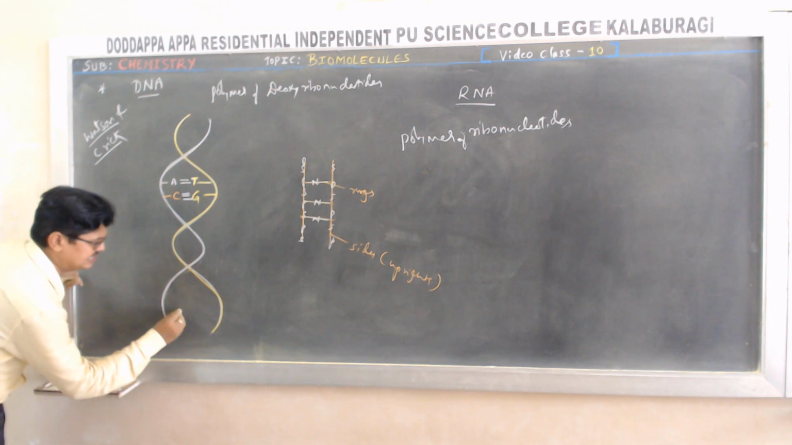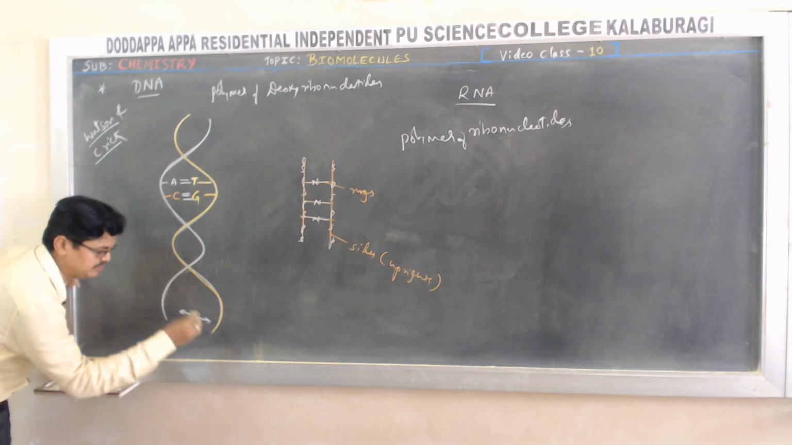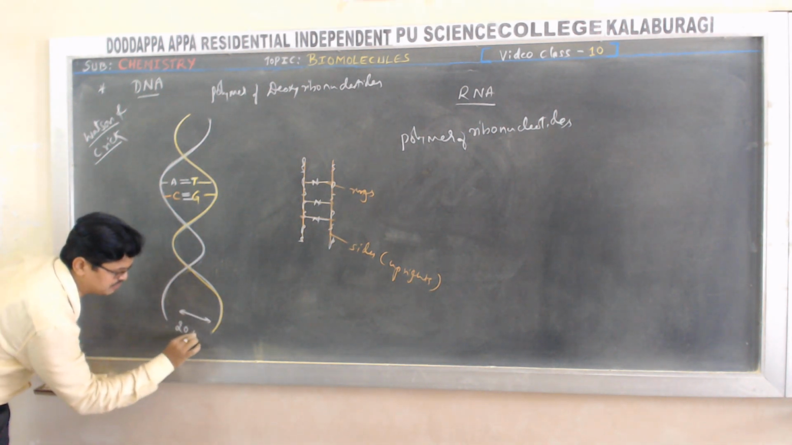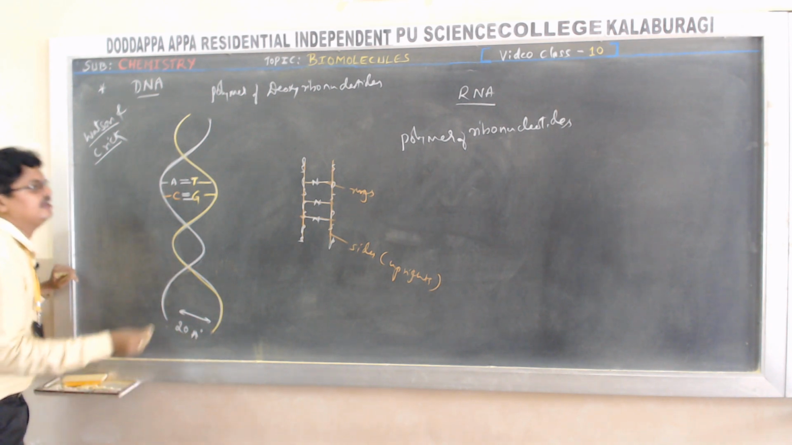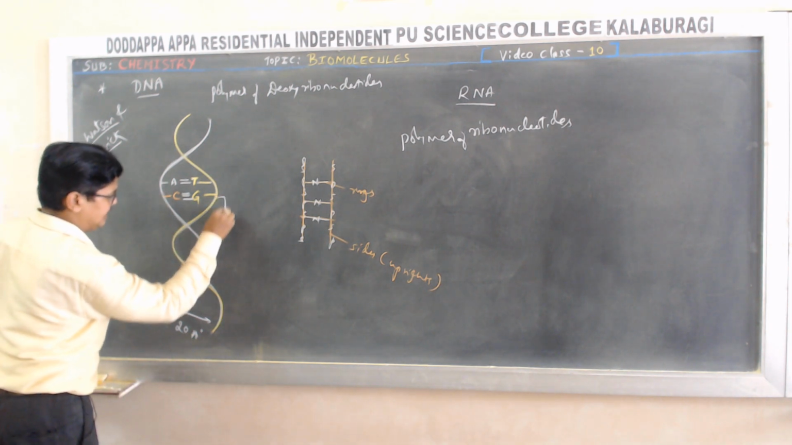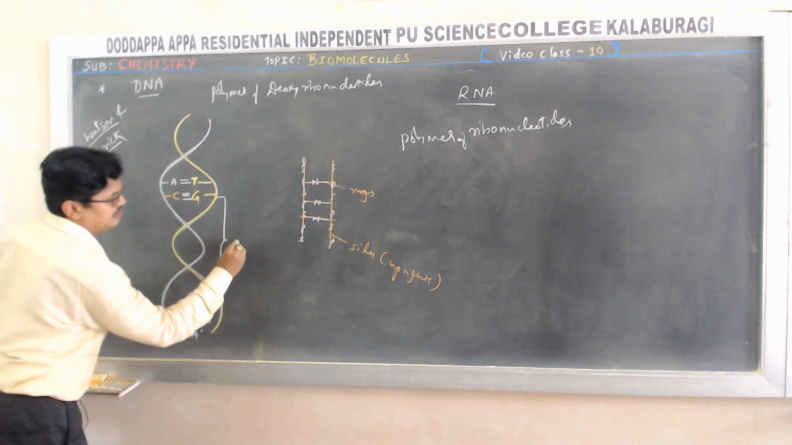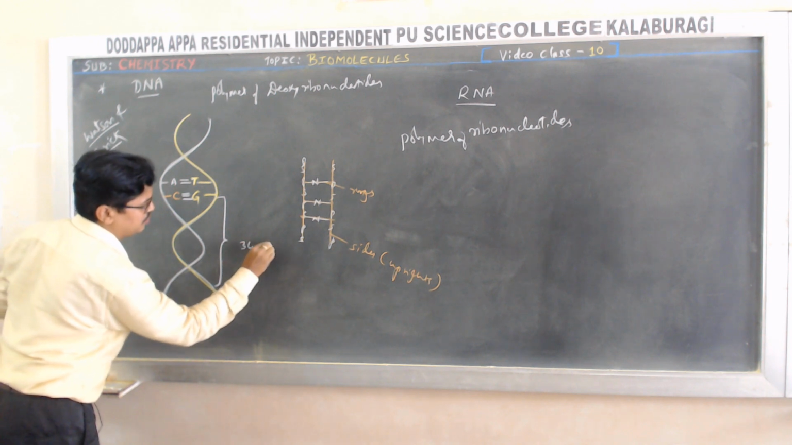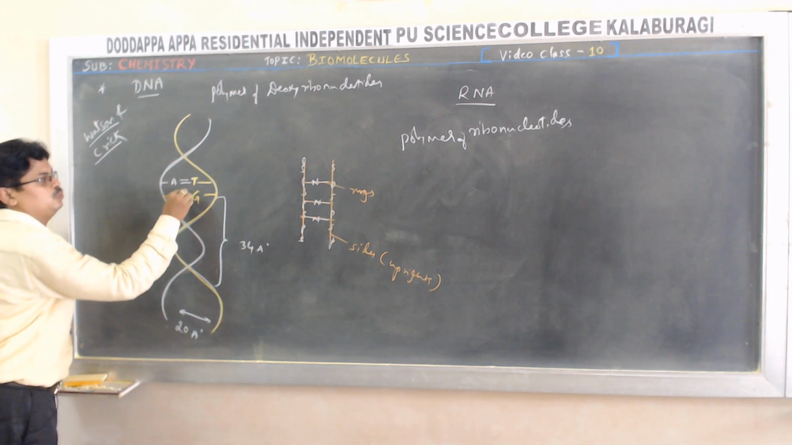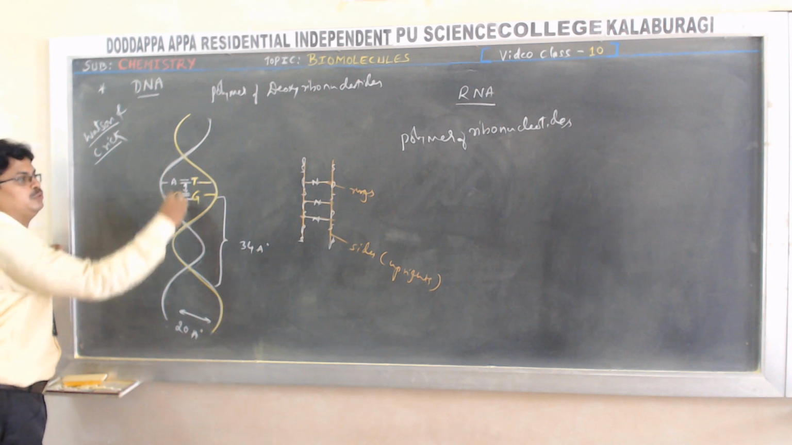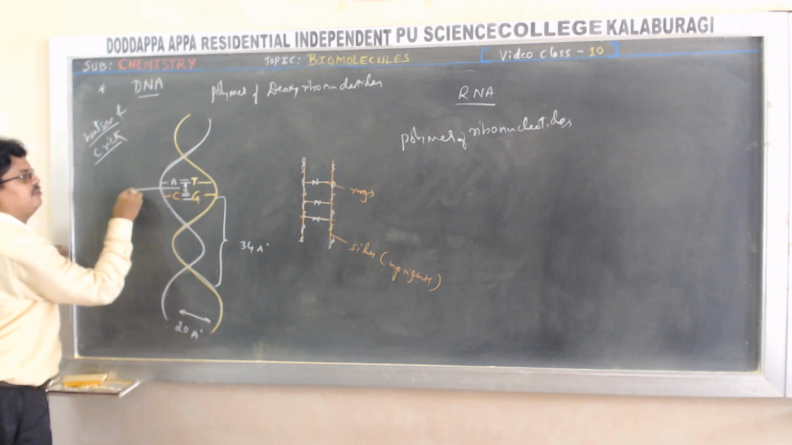Of course, you might have studied the details in biology. The distance between these two strands is 20 Angstrom units. The distance of one turn of the helix is 34 Angstrom units. The distance between two nitrogen base pairs is 3.4 Angstrom units.